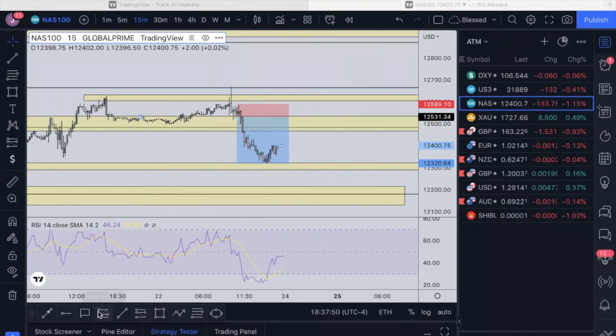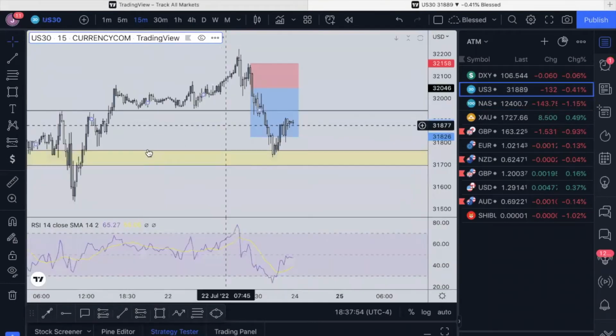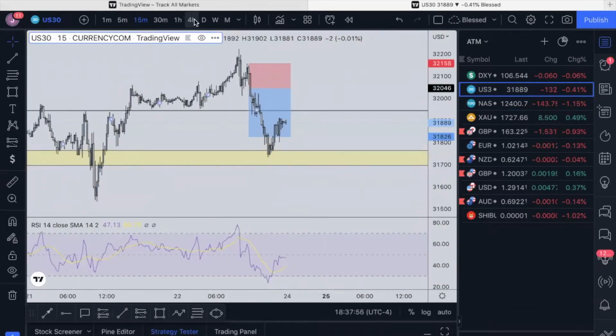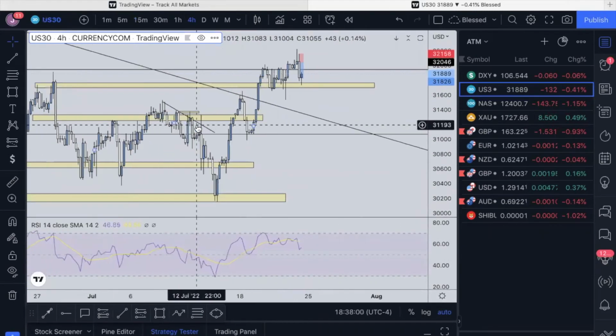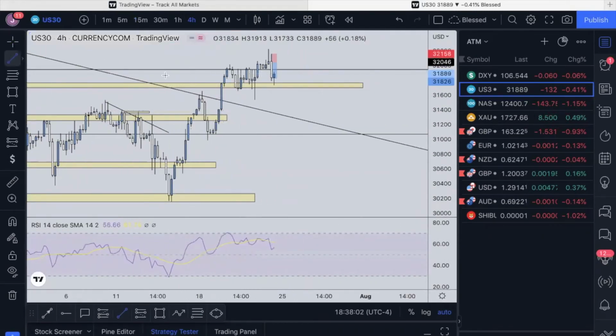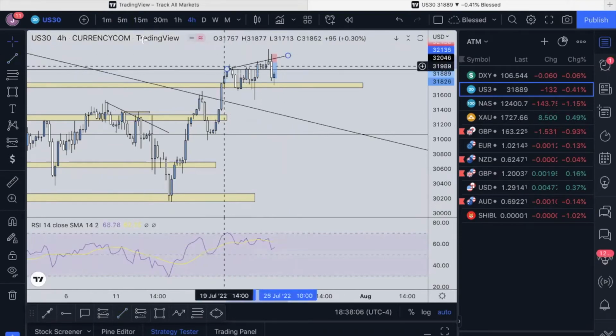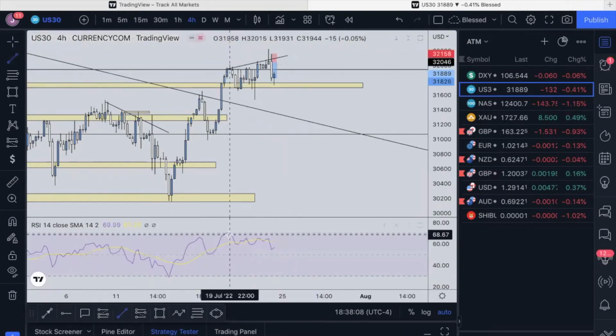So really, really easy setup. This is mainly what I look for when I'm trading indices. I'm looking to see what the higher time frame is doing. Now here we had divergence here. The US 30 setup was a little sloppier. I would say Nas was cleaner for sure.